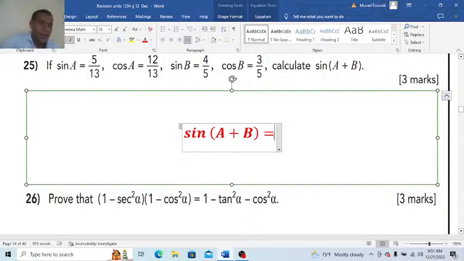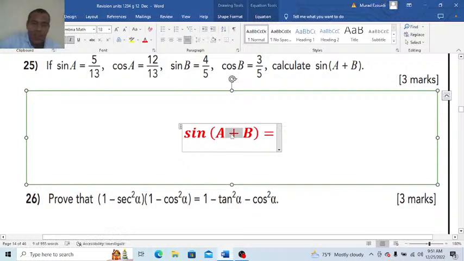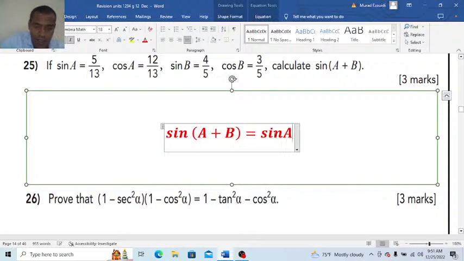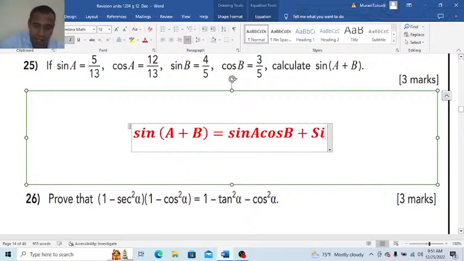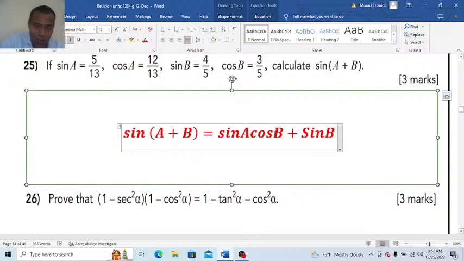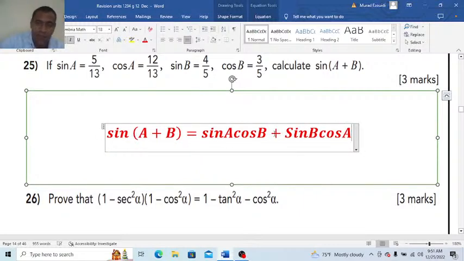Okay, so now we start, learners. We have cosine or sine expansion. Here we have addition. I will write sine of A multiplied by cosine of B, plus sine of B cosine of A. I keep the plus sign here simply because this is sine; if it is cosine, we are going to reverse.